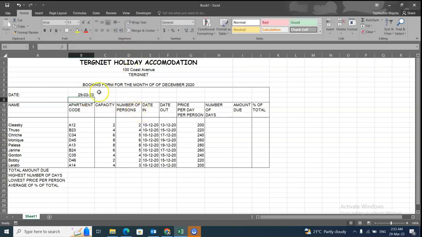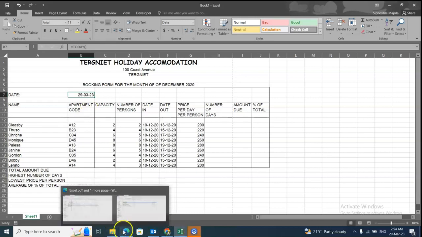And then today is the 29th of March 2023. So that is how you insert today's date. This is the shortest formula that we have to insert today's date. I do know that some of you might be familiar with the date formula, but equals today, open brackets, close brackets is the easiest one. Okay.